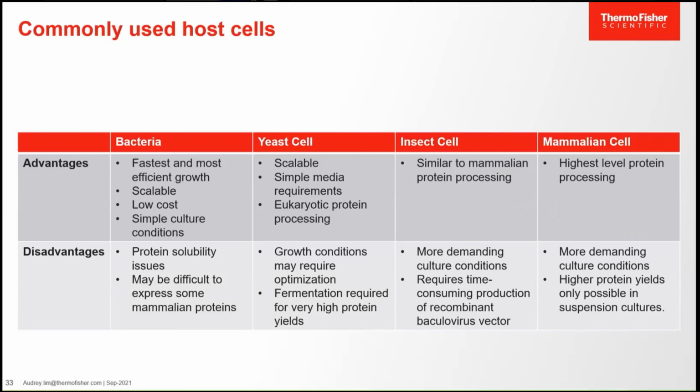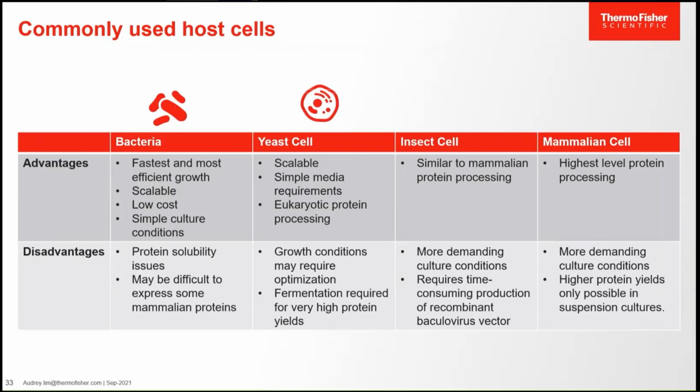Here are some commonly used host cells for cloning, in particular for protein expression. Bacteria are the most commonly used, because they have the fastest and most efficient growth. They are scalable and low cost, with simple culture conditions only. However, bacterial cells can get challenging when trying to express mammalian protein, and there are issues with protein folding and solubility.